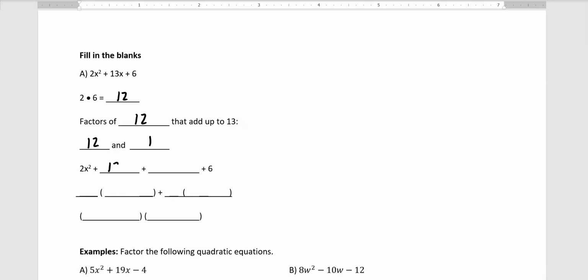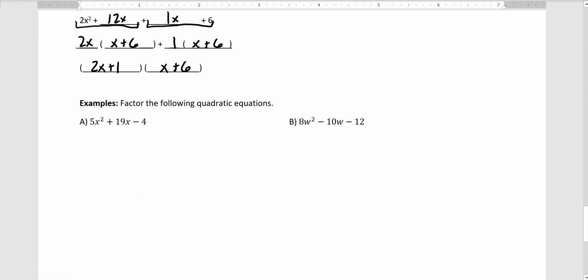So I rewrite b, 12x plus 1x, and then I do my GCF factoring here, my factor by grouping. So I can take 2x out, so I'm left with x plus 6. I can take 1 out to leave me with x plus 6. So my factors here are 2x plus 1 times x plus 6. So that is it kind of still being helped, kind of still filling in the blank. Let's try to do it on our own here.